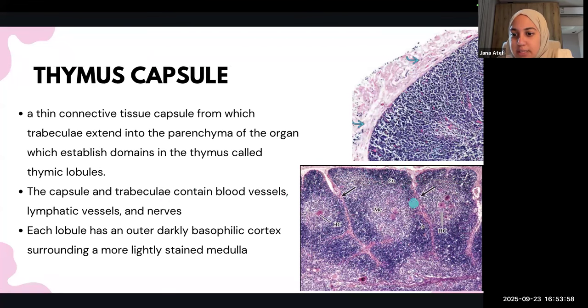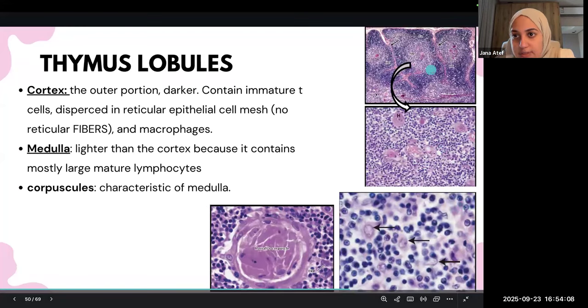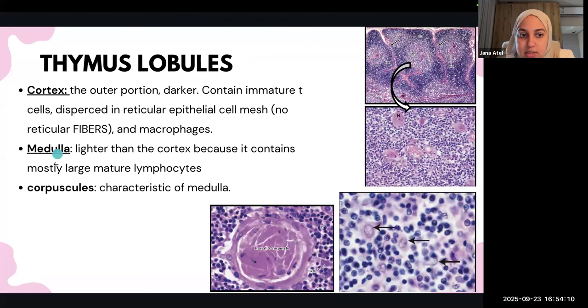So where are the blood vessels? They're usually found in the trabeculae or the capsule, meaning inside. When the capsule goes inside, it carries with it the blood vessels and everything. The lobules, like we said, have a cortex, the medulla, and corpuscles.